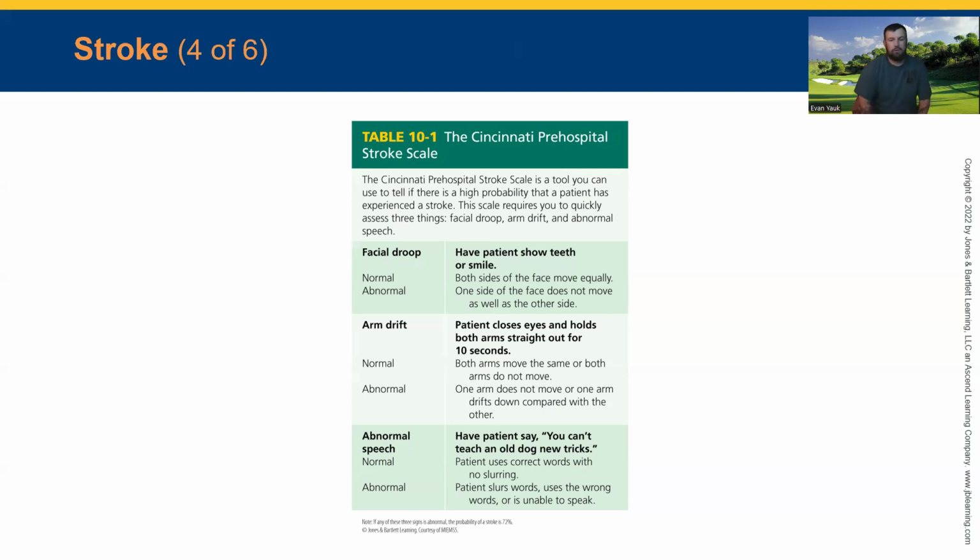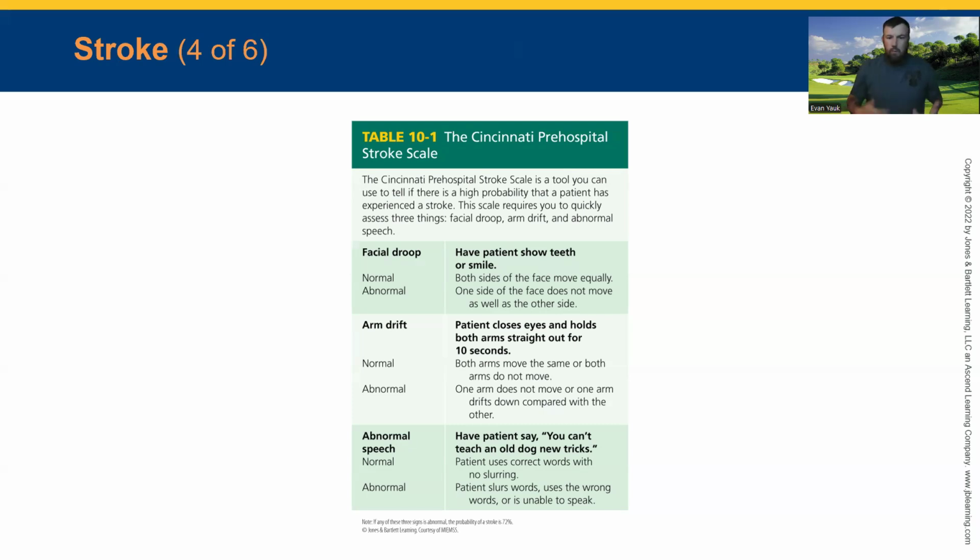Arm drift. So what we're going to do is have them stick their arms straight out, turn their hands upward, and close their eyes. If you get what's called arm drift, one will either fall or it will just slowly kind of drift down. We've got a strike two. That's possible stroke. And then the other one is abnormal speech.